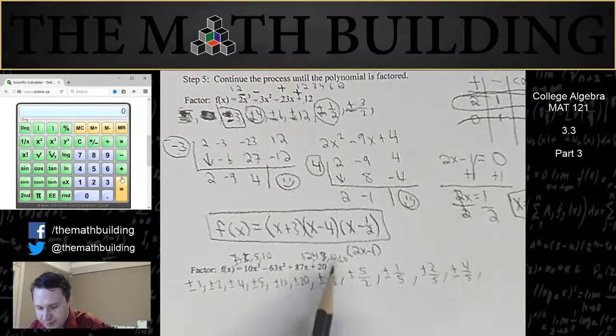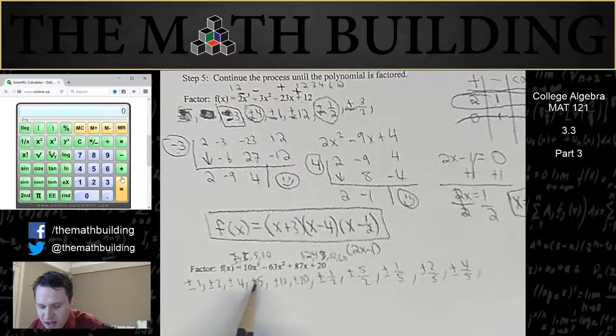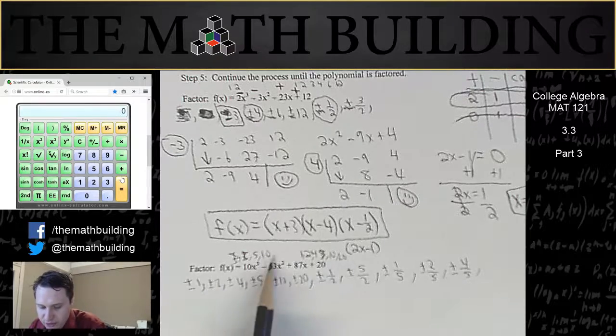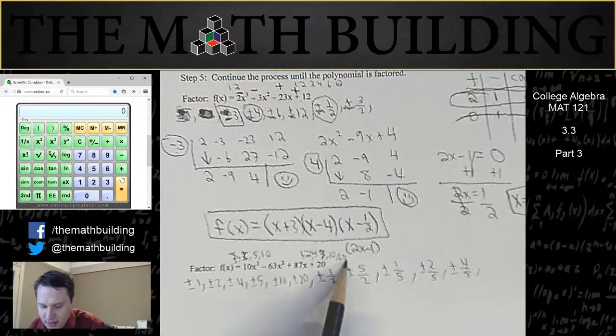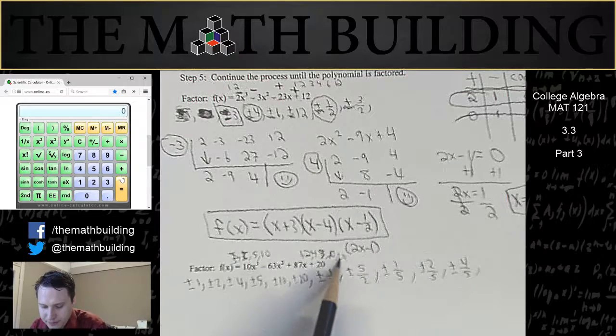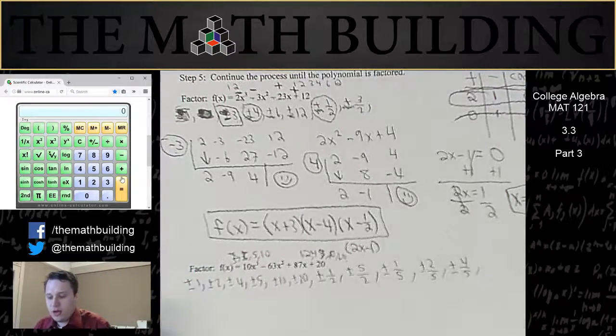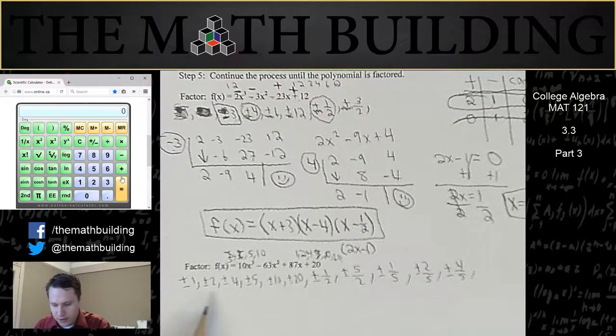Now let's do 10. 10 divided by 1 is 10, which is on our list. 10 divided by 2 is 5, which is on our list. 10 over 5 is 2, which is on our list. 10 over 10 is 1, which is on our list. And finally, 20. So 20 divided by 1 is 20. 20 divided by 2 is 10. 20 divided by 5 is 4. 20 over 10 is 2. So there we go. There's all of our potential answers right there.